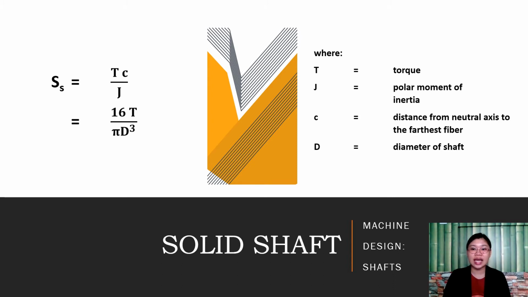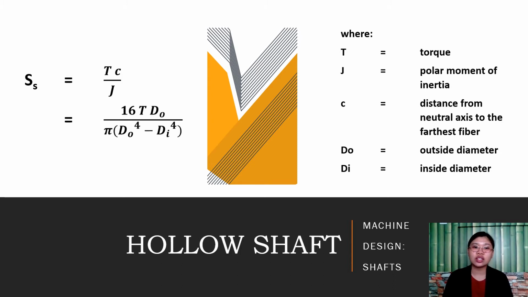Now we proceed to the hollow shaft. Again, the formula is Tc over J, but it differs from the solid shaft in that it possesses an outside diameter and an inside diameter. So the formula is 16T Do, wherein Do is the outside diameter, over pi times Do to the fourth minus Di to the fourth. Take note that in the numerator, we have Do, which is the outside diameter.